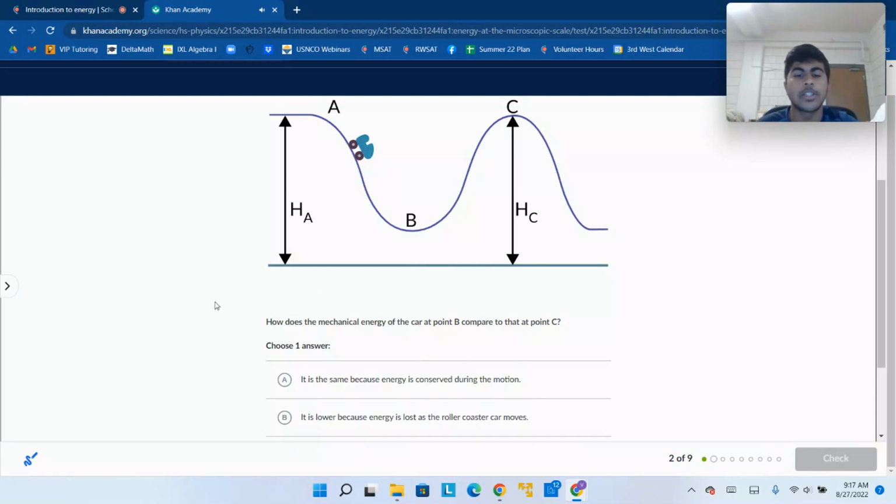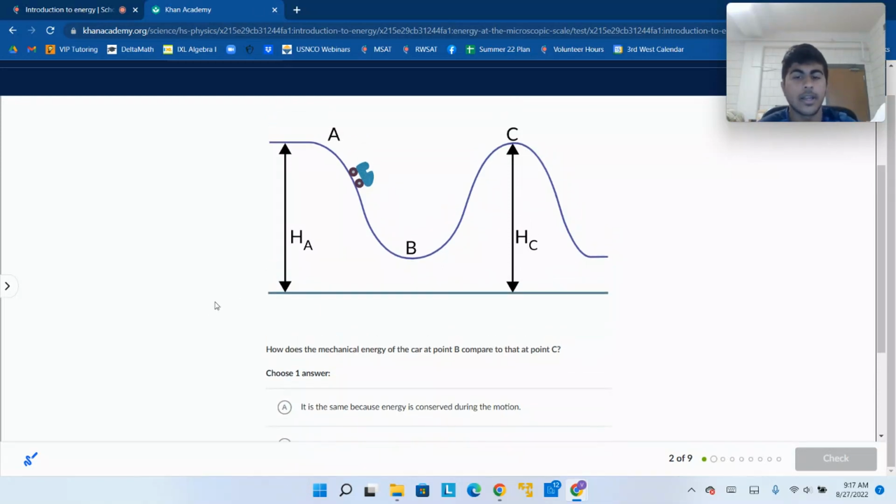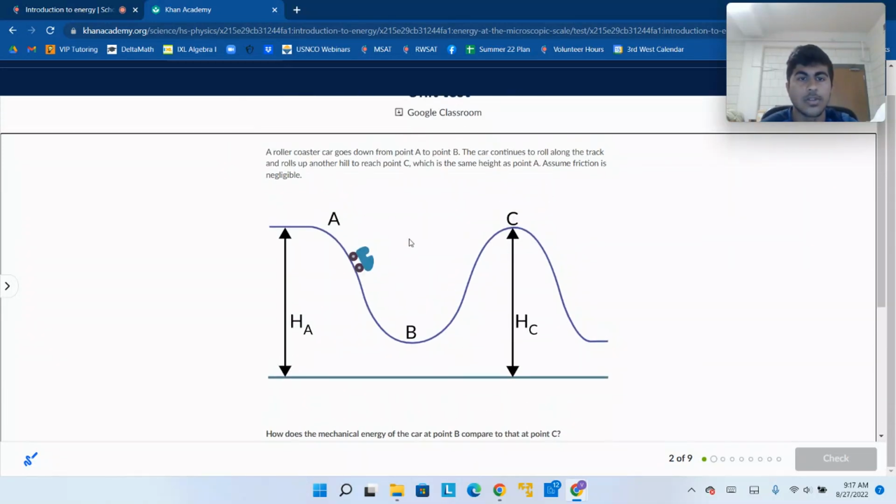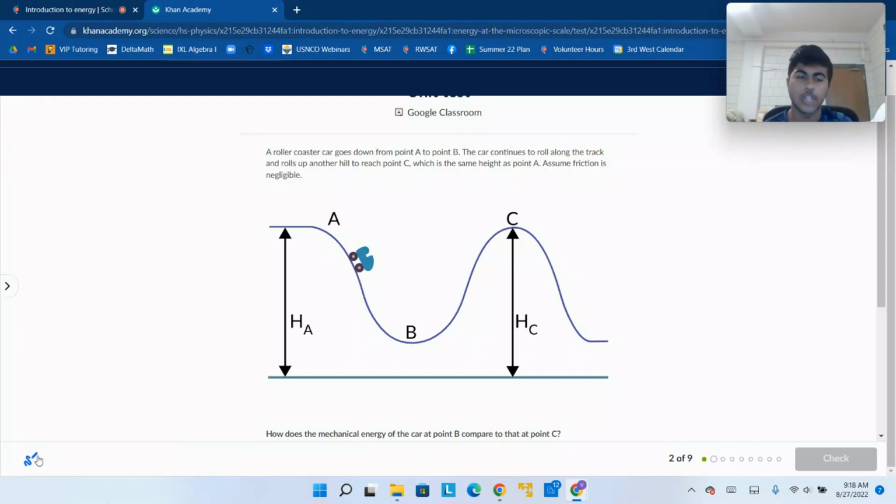How does the mechanical energy of the car at point B compare to that of the car at point C? Let's see. So, assume friction is negligible, right? So if we're assuming friction is negligible, then mechanical energy is generally not going to change.